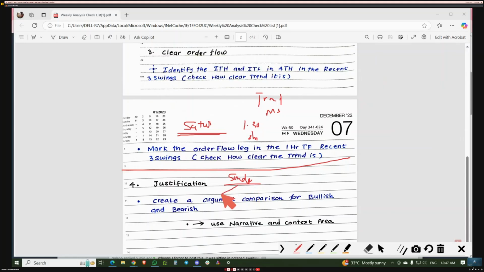Once that's done, on Sunday we need to sit and derive the plan: how we are going to take entries from them and what kind of entry we are going to take. This is for Sunday. Now the first 3 steps are for Saturday, and the 4th step is for Sunday.